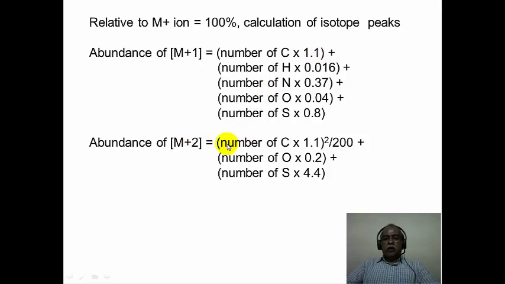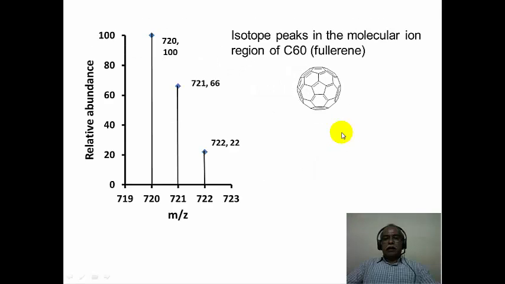Now you can also do the same calculation for 60 times 1.1 the whole squared divided by 200. That would turn out to be the number 22. In other words, you have a molecular ion peak at 720 of 100% abundance. If that is the 100% abundance ion, then you have 721, which is the M+1 ion of this particular molecule, and the M+2 ion of that molecule has an abundance of 22 in this particular case.